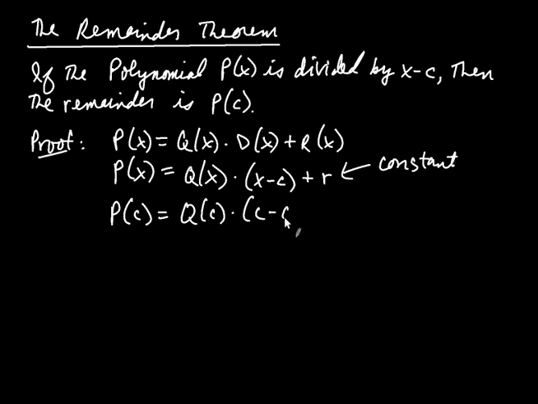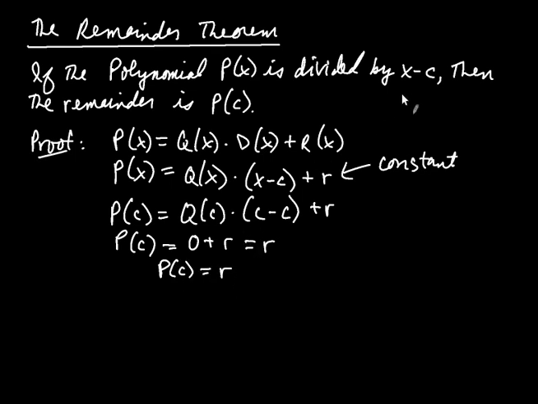So c take away c plus r. And then, of course, c take away c is 0. So you have p of c is equal to 0 plus r, because 0 times q of c is just 0. And then plus r is equal to r. So p of c is equal to r. And that's what we wanted to show.